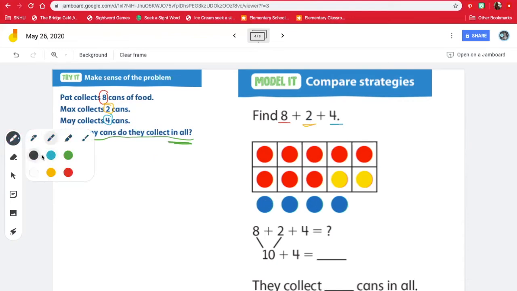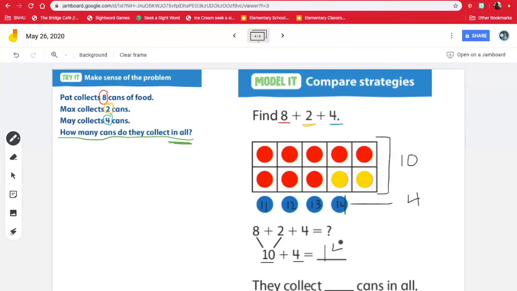So here we have 10 and 4 are left over. And here we can see that we're going to add them. So 10 plus 4. Well, we have 10, and then I'm going to use my marker. 11, 12, 13, 14. So 10 plus 4 must be 14. So they collect 14 cans in all.